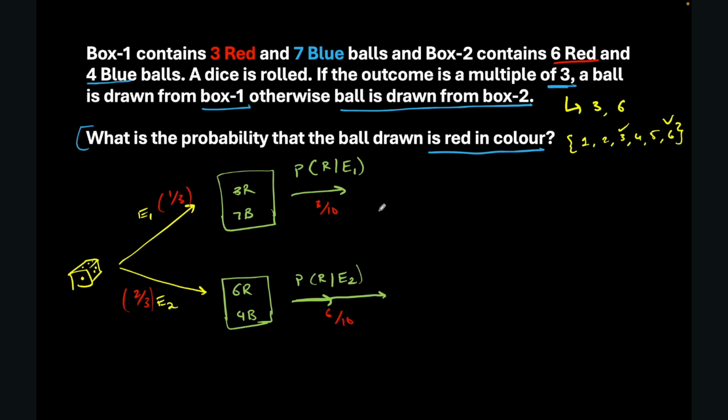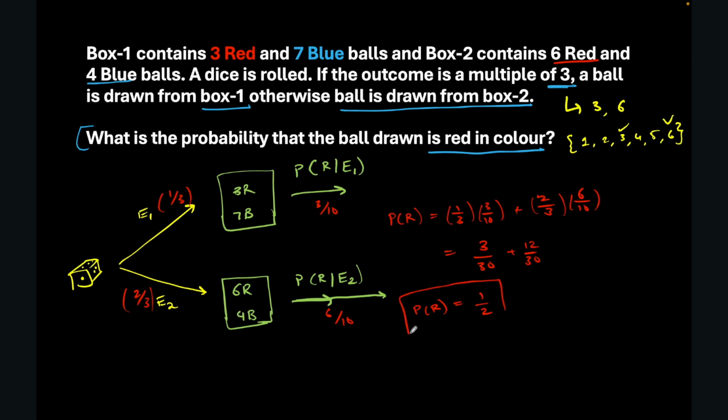Now, since these are also independent events, kind of along the lines of those independent events, if you remember from the previous video, to find the total probability of red, we just multiply 1/3 with 3/10 and 2/3 with 6/10, like this. What are we left with? 3/30 plus 12/30, which is 15/30, which is a half. So the probability that a red colored ball is drawn is 50%.